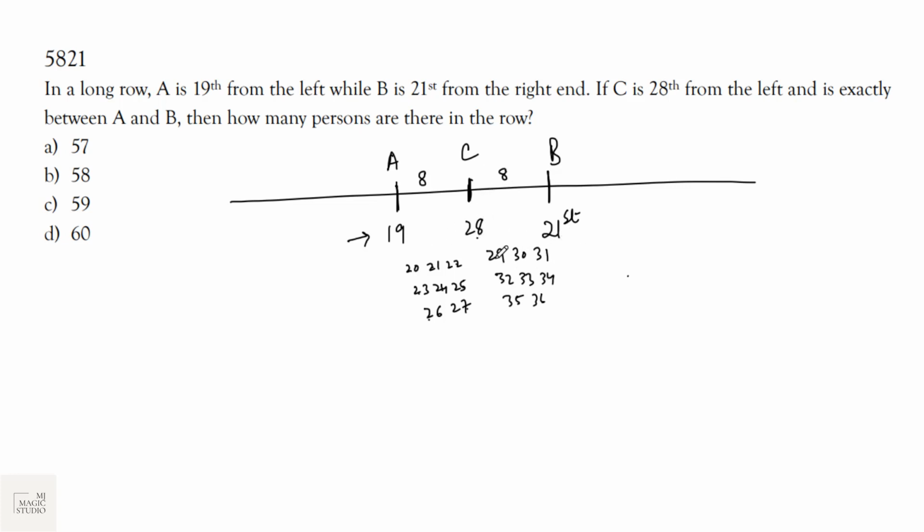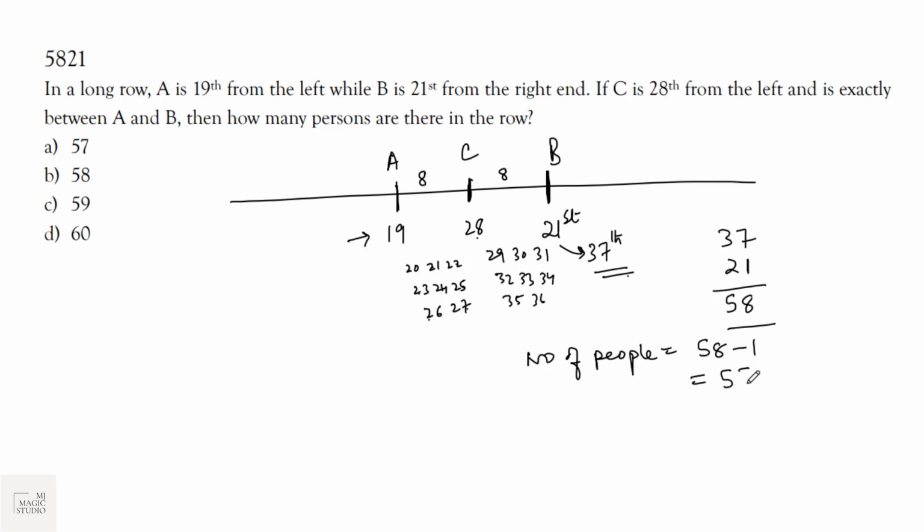That is 37. The position of B from the left should be 37th. If we are shifting C to the position of B, that means B's position from the left is 37th. B's position from the right is 21st. Total is 58. So the number of people in the queue is 58 minus 1. That is 57.